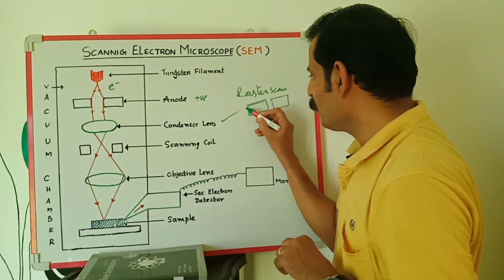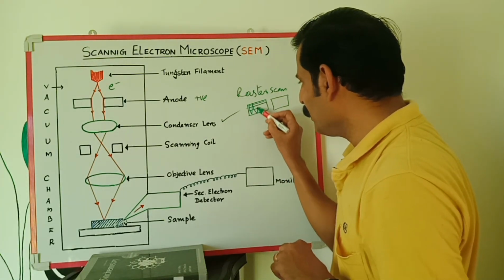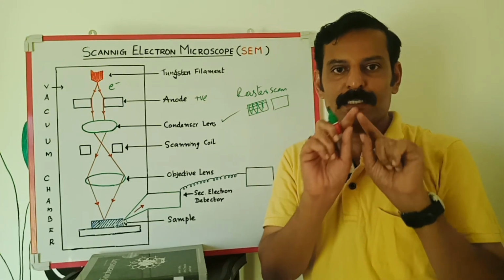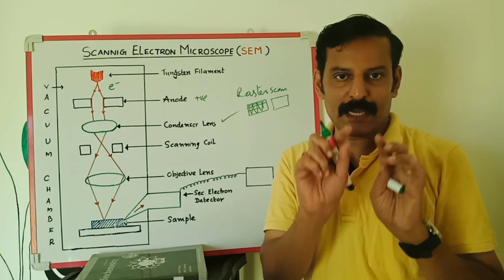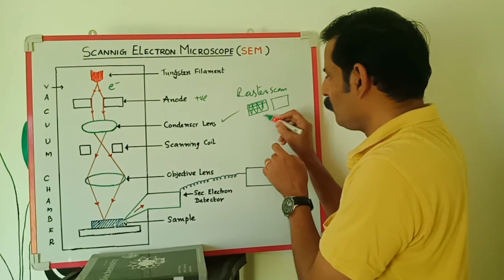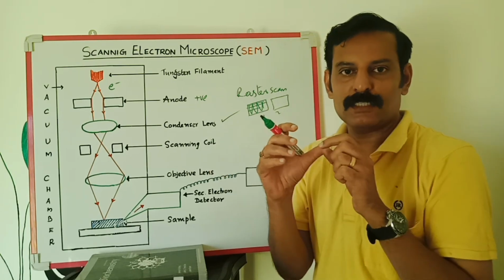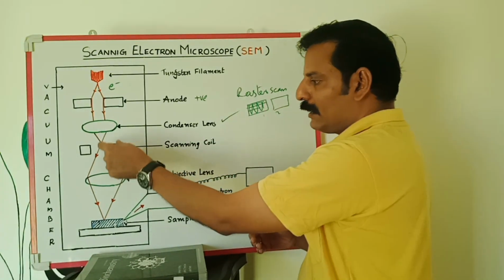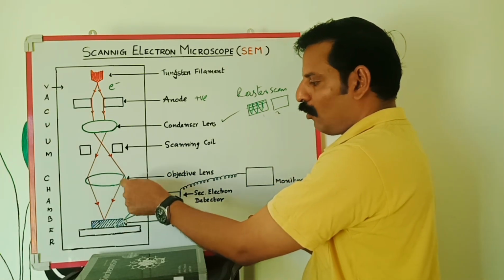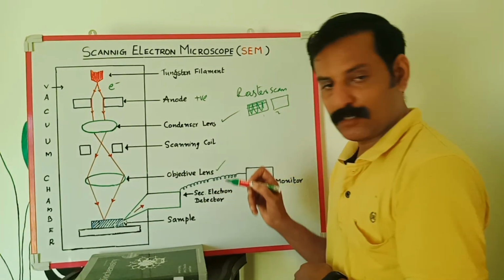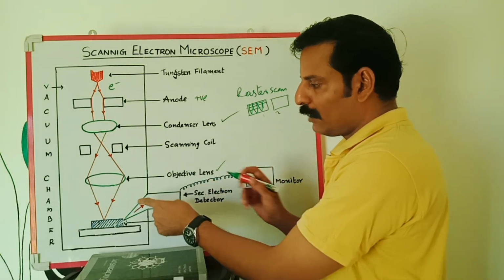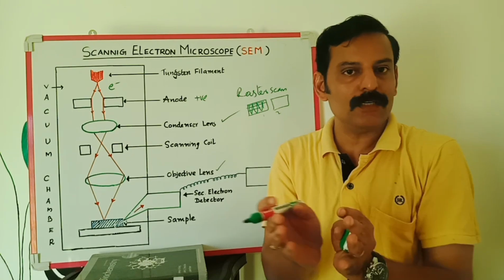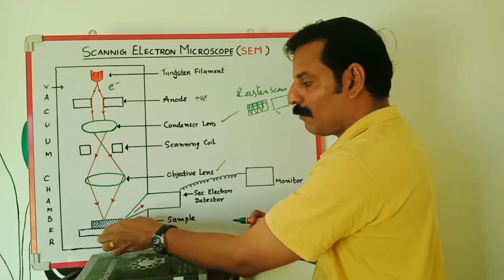Either in the horizontal plane or in the vertical way, it will be scanned, but it should be in a rectangular way. That means a rectangular portion of the object will be scanned first, and after that the second rectangular portion. In that way, the object is scanned by the scanning coil. After scanning, the light or electrons will be passed to the objective lens, and finally the objective lens concentrates all the electrons to the object, and the object will be completely scanned.